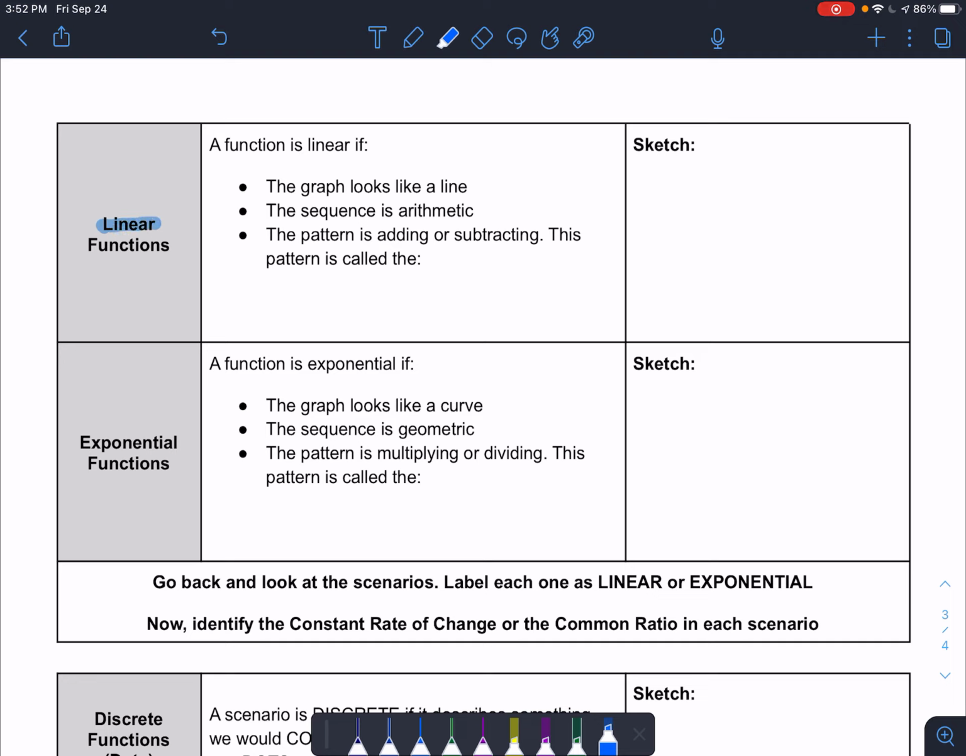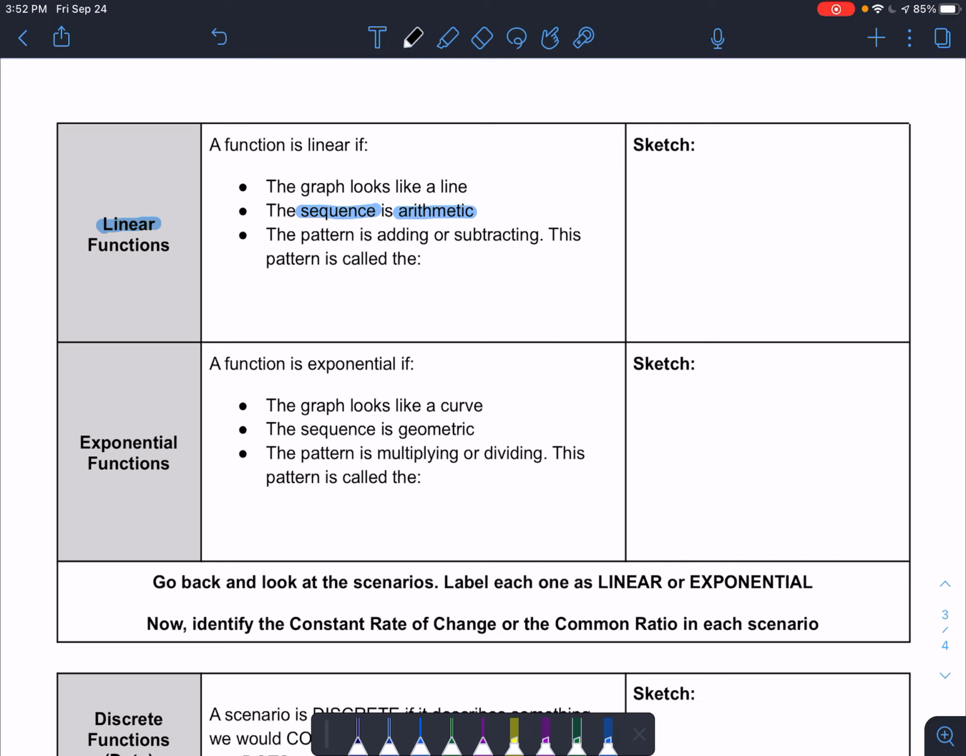So linear functions. We know a function is linear if the graph looks like a line. All lines are straight, so the graph looks like a line. The sequence is arithmetic. Ooh, I've seen something like that before. That sounds familiar. Also, if the pattern is adding or subtracting, all right? So what I want you to understand is, y'all, we already know this thing, okay? We're just using a different name now, okay? We know this situation is the same as an arithmetic sequence.